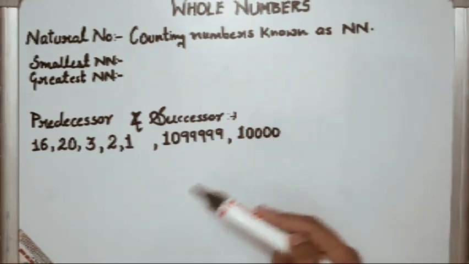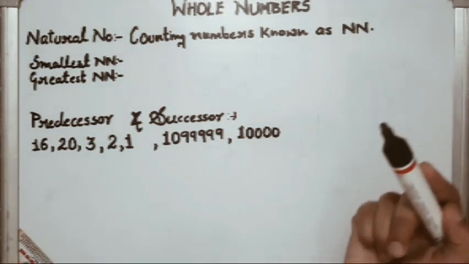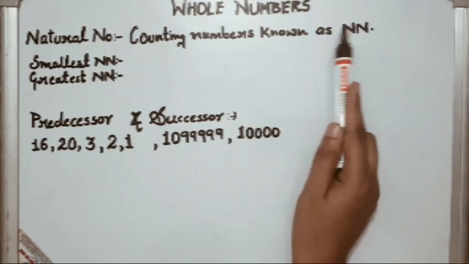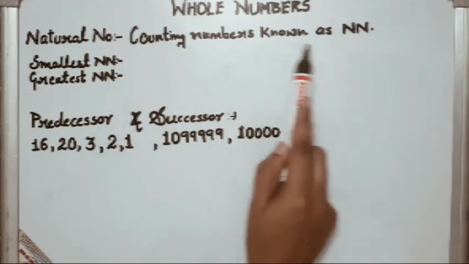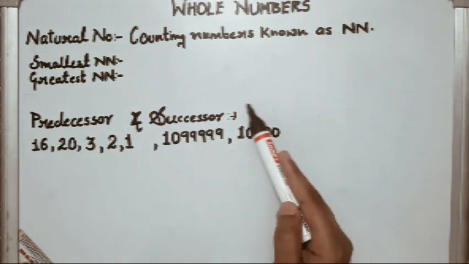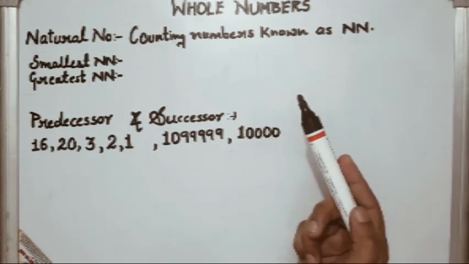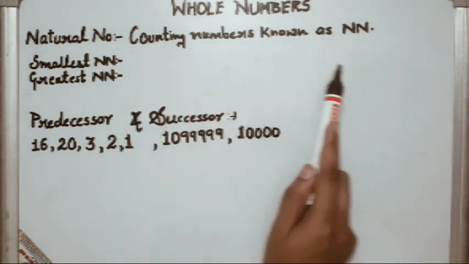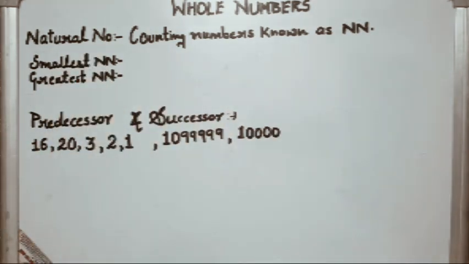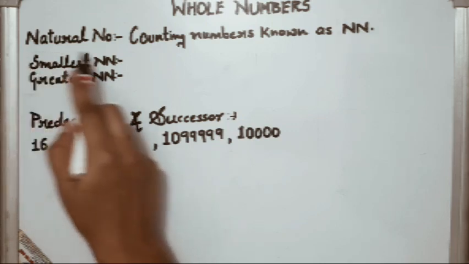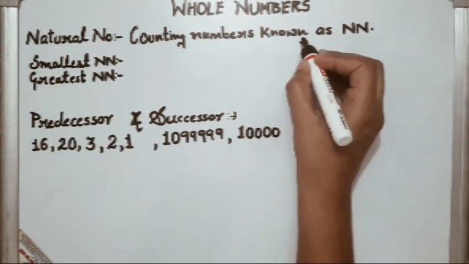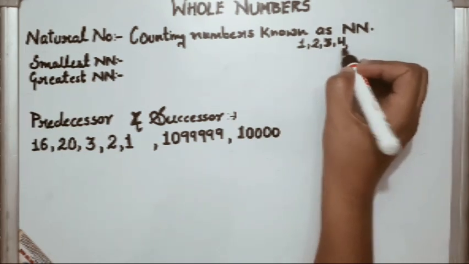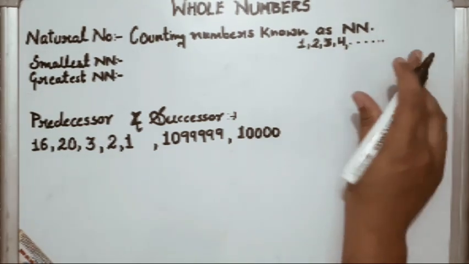So you start counting from 1 and so on. So the counting numbers are known as natural numbers. So whichever numbers you use for counting, that start from 1 and go up to infinite, those numbers are known as natural numbers. So how can you represent the natural numbers? 1, 2, 3, 4 and so on up to infinite.